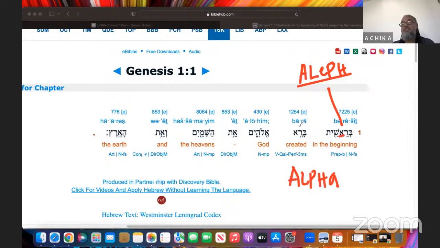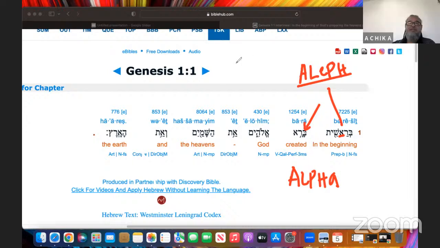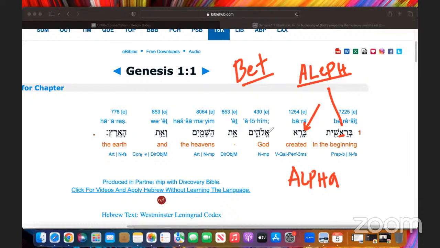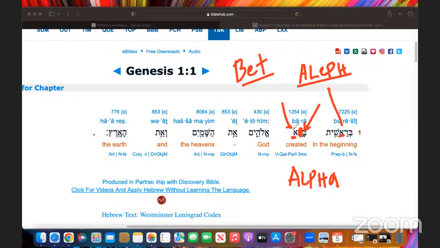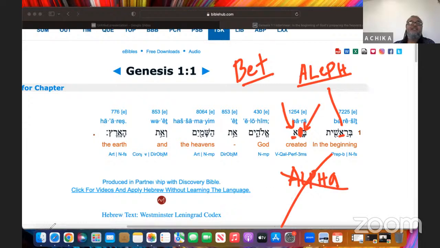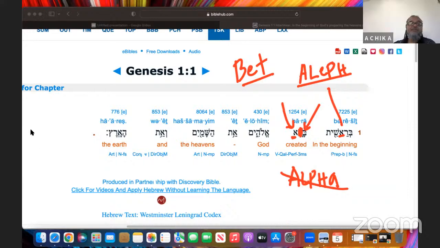Okay, so what about this letter? What letter is this? A bet. Thank you. BET, not Black Entertainment Television, but bet. Okay. We didn't go over this letter yet, so forget about it. What about this letter? What letter is this? That's not an alpha. It is an Aleph.